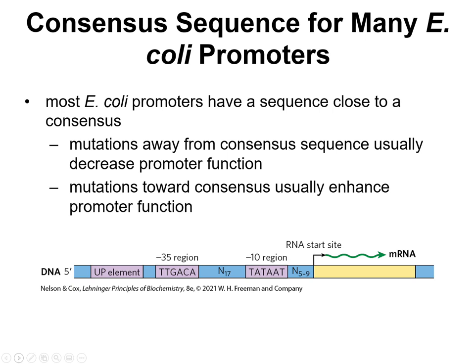So down below, there's a piece of DNA. We've got some elements here. The up element, which is kind of like an enhancer region. Then you've got the -35 region and the -10 region. And these are the two regions where you're going to see that consensus sequence that's going to help either promote or prevent the RNA polymerase from binding well and starting the transcription process.